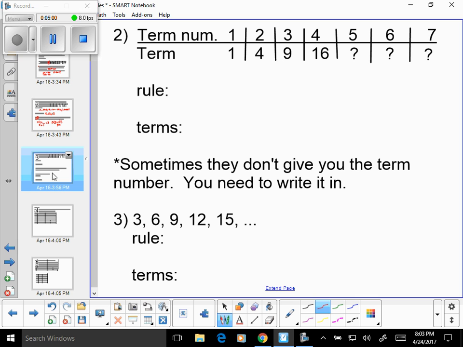Let's look at a second example. Here I have term number 1 is 1, term number 2 is 4, term number 3 is 9, term number 4 is 16. Now remember, I want the relationship between 1 and 1, between 2 and 4.